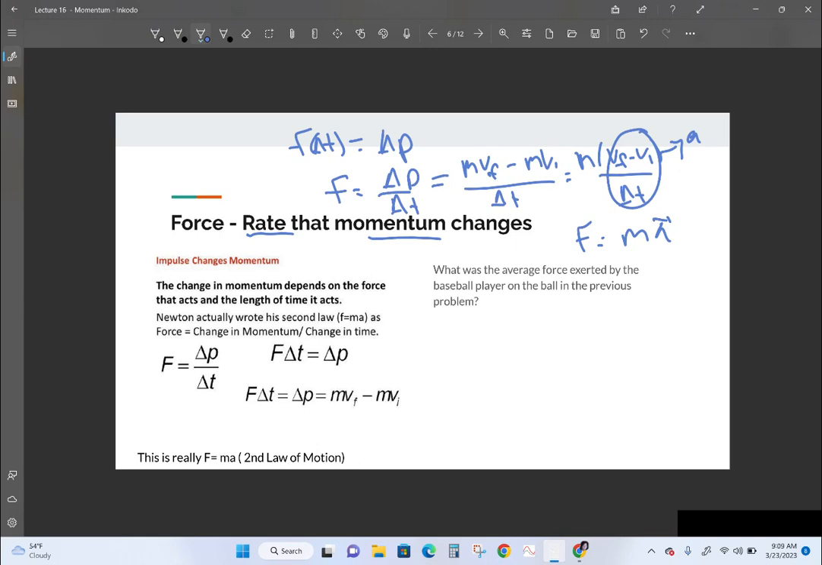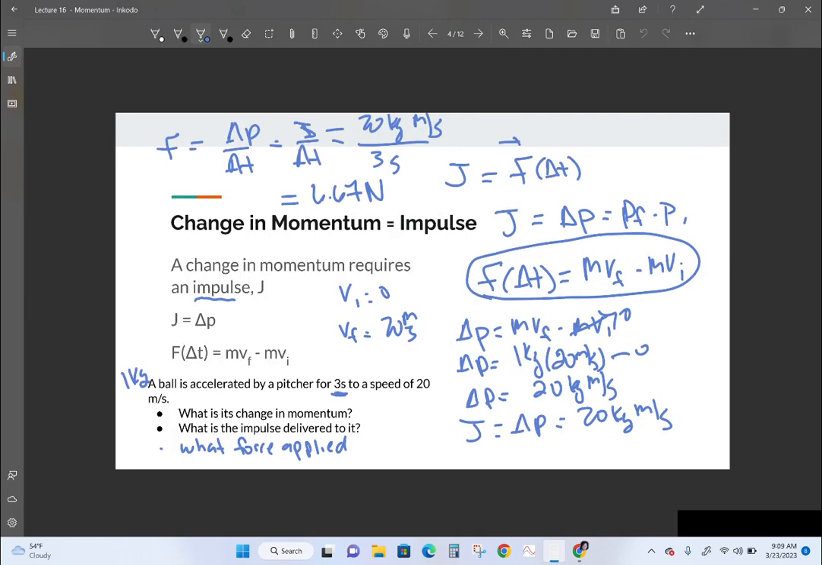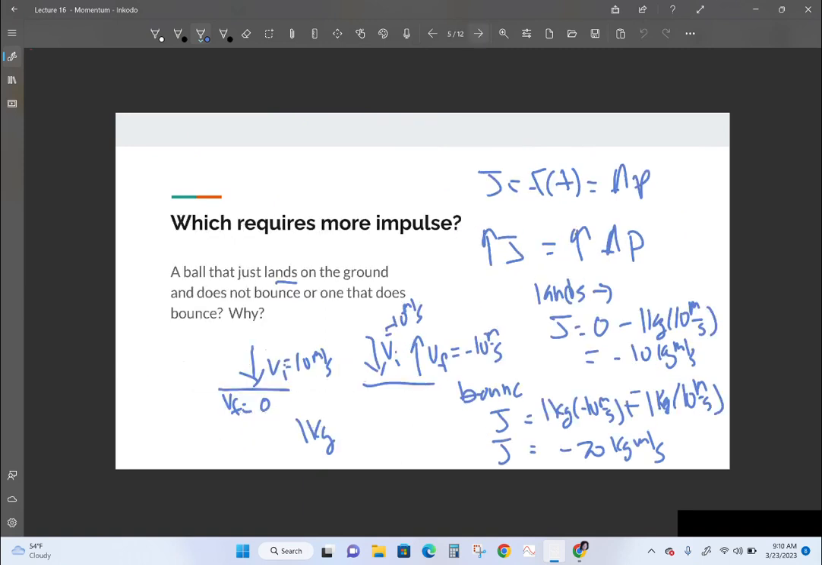So the average force exerted on the baseball player in the previous problem that we did. So let's go look at that. We looked at it, and it was the rate at which the momentum changed. The momentum change was 20 kilograms meters per second divided by 3 seconds, which gave us 6.67 newtons.